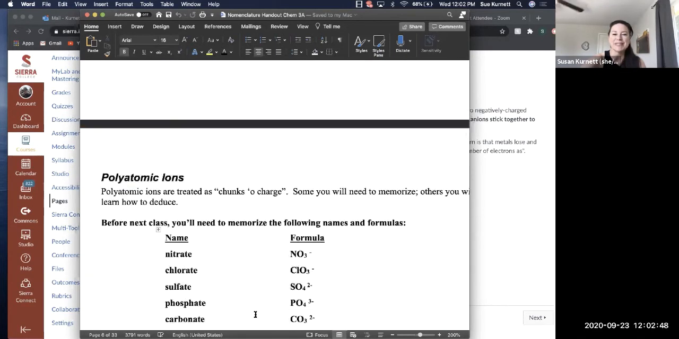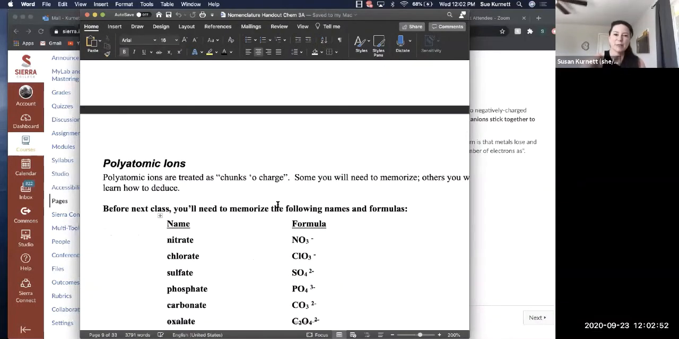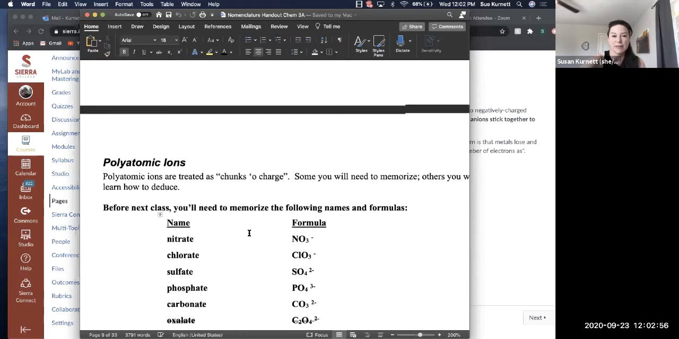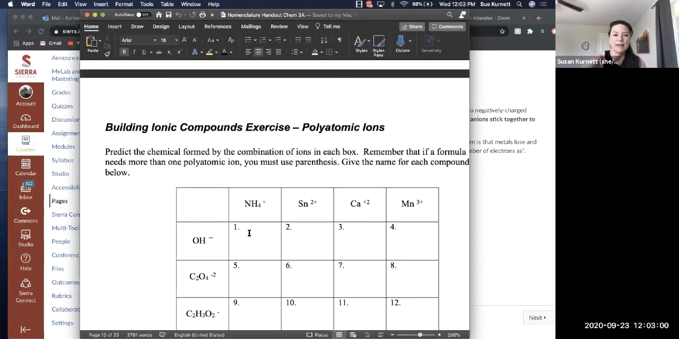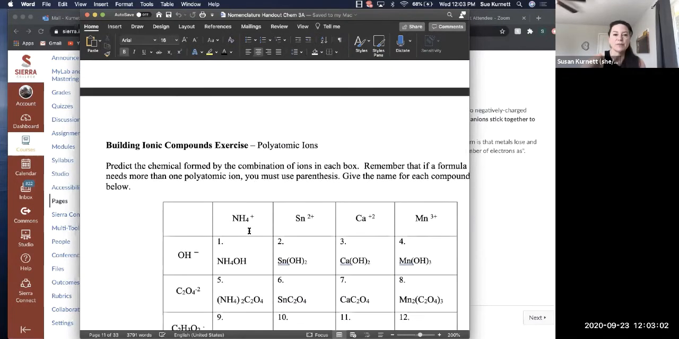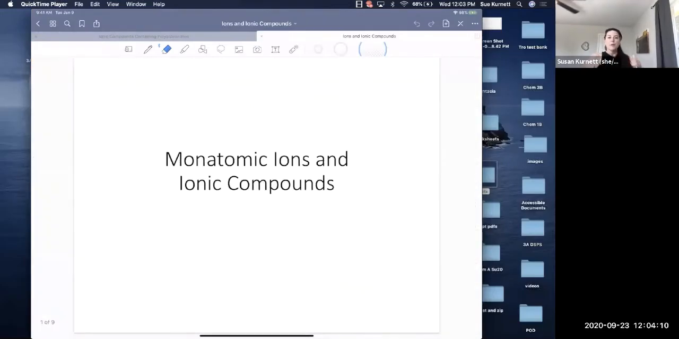Nomenclature is one of those things. And then when we get here to polyatomics, which is page 7, these are things that you'll need to memorize. I'm not going to talk about them today, but you might want to make flashcards. And then another page and a key. Monatomic ions and ionic compounds is the topic for today.